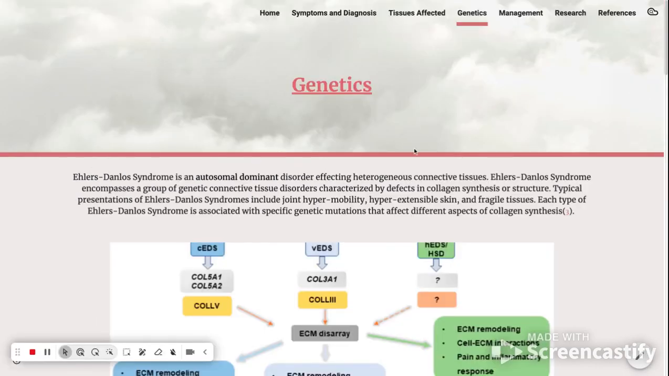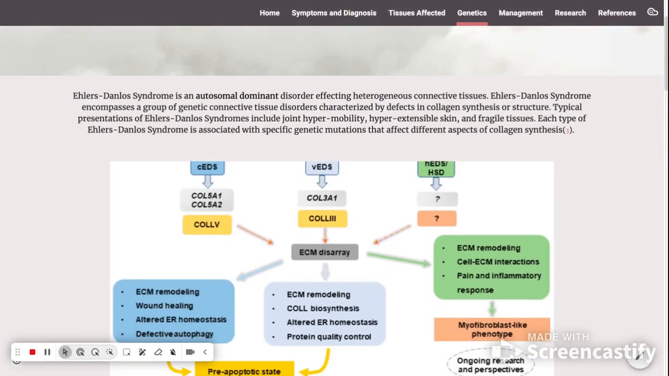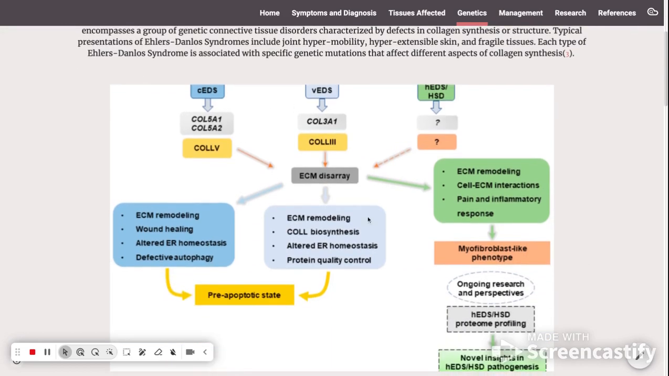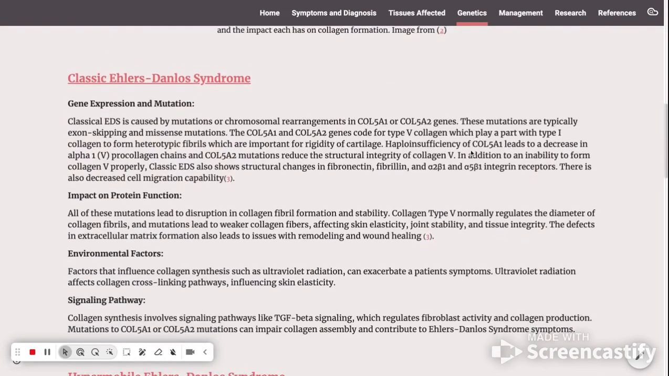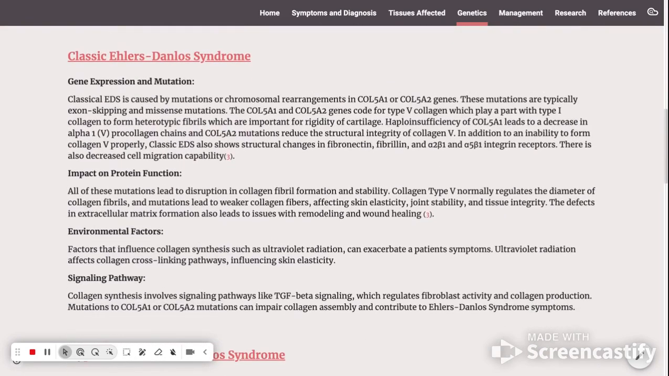So next we're going to discuss the mutations. As previously mentioned, the different types of Ehlers-Danlos syndrome are caused by different mutations in various genes. And this figure kind of shows the division of those for classical, vascular, and hypermobile. But first we're going to discuss classical Ehlers-Danlos syndrome.